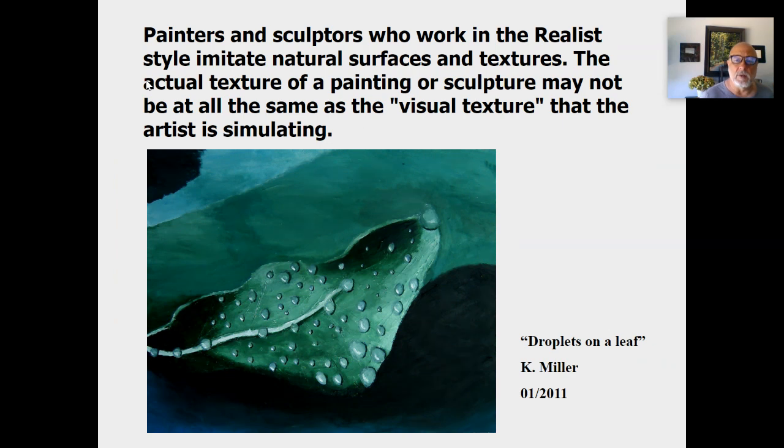Artists who work in the realistic style try to imitate the real world by creating visual illusions of texture. When you look at this painting, it looks like a wet leaf. It looks like you could touch it and feel the water droplets. That is an example of a visual texture, art simulating the real world.